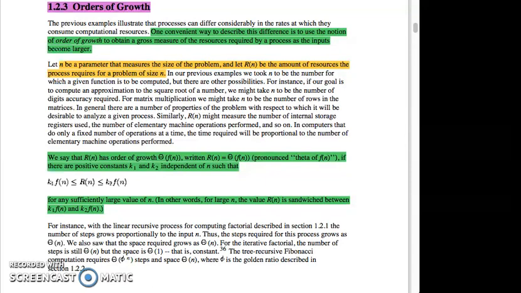We say that R(n) has an order of growth Θ(f(n)), written R(n) = Θ(f(n)), pronounced theta of f of n, if there are positive constants k1 and k2 independent of n such that k1 f(n) ≤ R(n) ≤ k2 f(n) for any sufficiently large value of n. In other words, for large n, the value R(n) is sandwiched between k1 f(n) and k2 f(n).